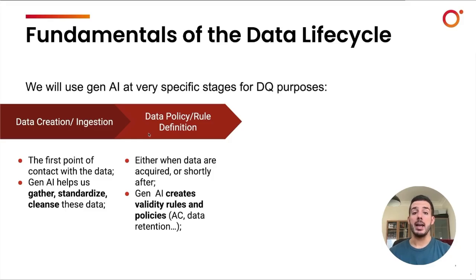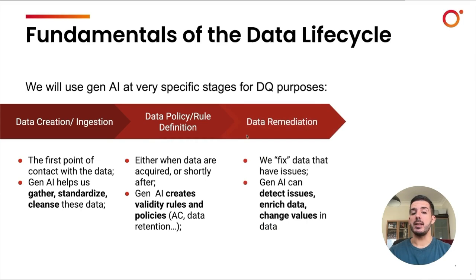But generative AI can help create those validity rules and policies, such as for access control, for data retention, what is the regulation that applies here, and so on. This is interesting because, for example, if you feed documentation about your business practices and others, then generative AI can create specific business rules and data validity rules that take that into account. So it can really accelerate this stage.